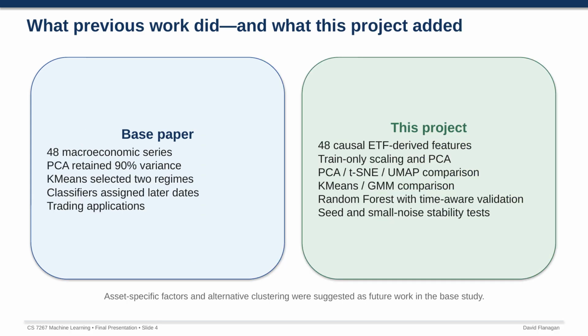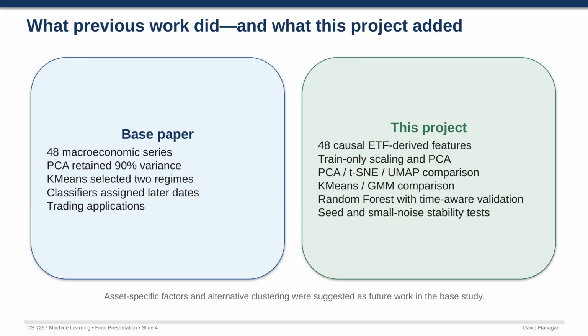The base paper used PCA, K-means, and classification with 48 macroeconomic measurements. It suggested that future work could use asset-specific measurements and other clustering methods. This project followed that suggestion. It used ETF price and volume features instead of economic reports.